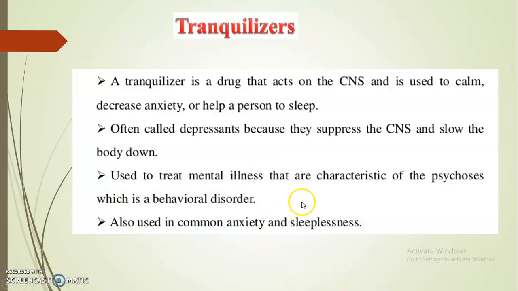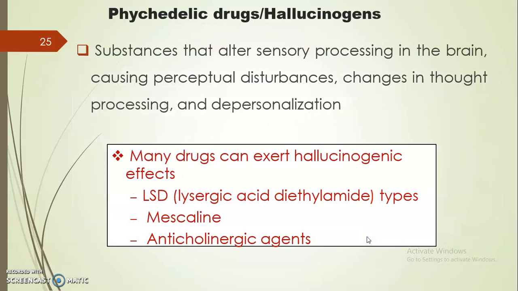And a tranquilizer is a drug acting on the central nervous system to calm, decrease anxiety, and help a person to sleep. It is often called a depressant because it suppresses the central nervous system and slows down the body. It is used to treat mental illnesses that are characteristics of psychosis, which is a behavioral disorder, and is also used for common anxiety and sleeplessness.